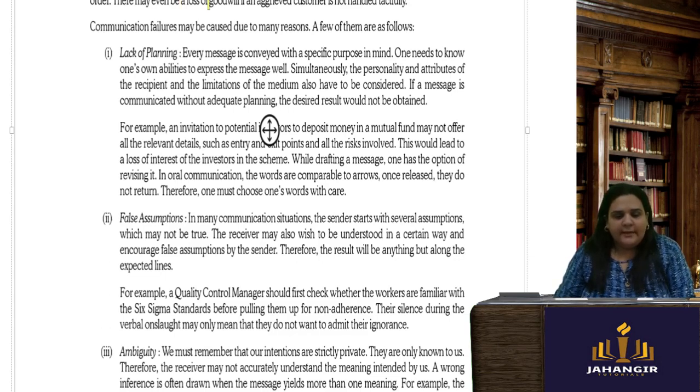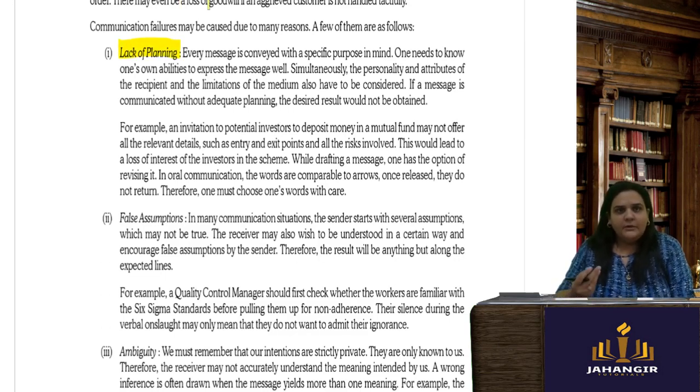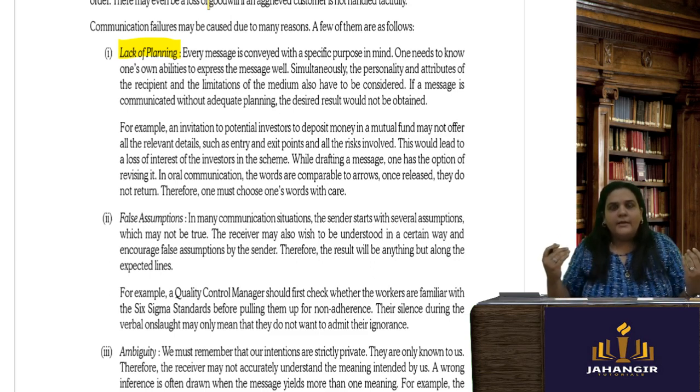Okay, first one is lack of planning. First, you have not planned what you want to communicate. So there is no specific purpose which you're looking at. There is nothing which you have already brainstormed yourself and understood about what you want to do.